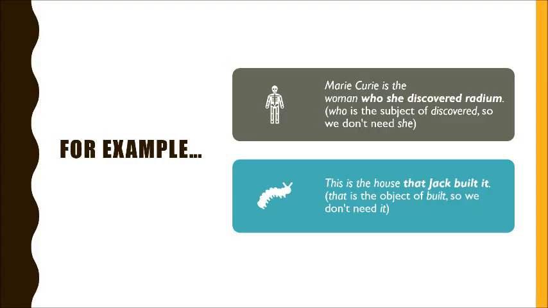For example, Marie Curie is the woman who she discovered radium. Who is the subject of discovered, so we don't need she. This is the house that Jack built it. That is the object of built, so we don't need it.